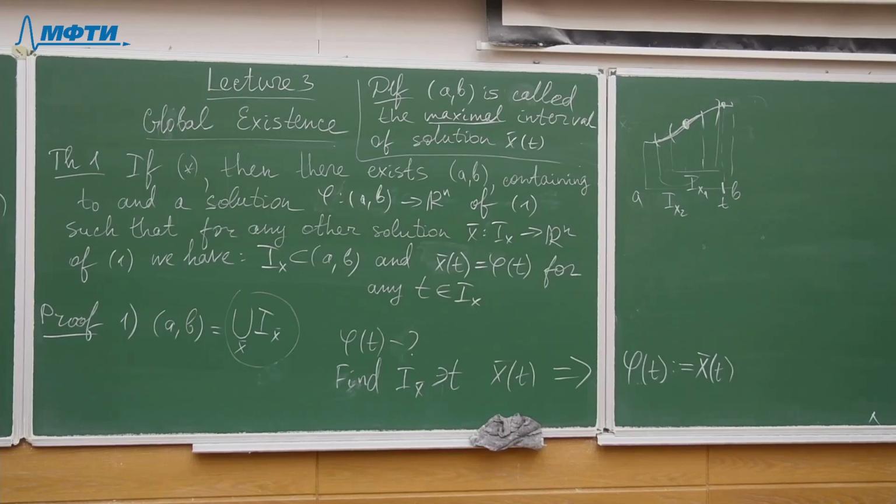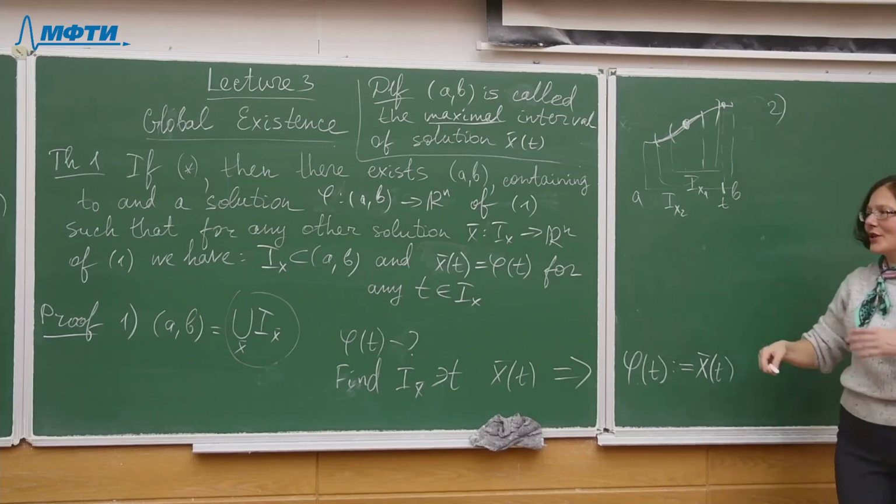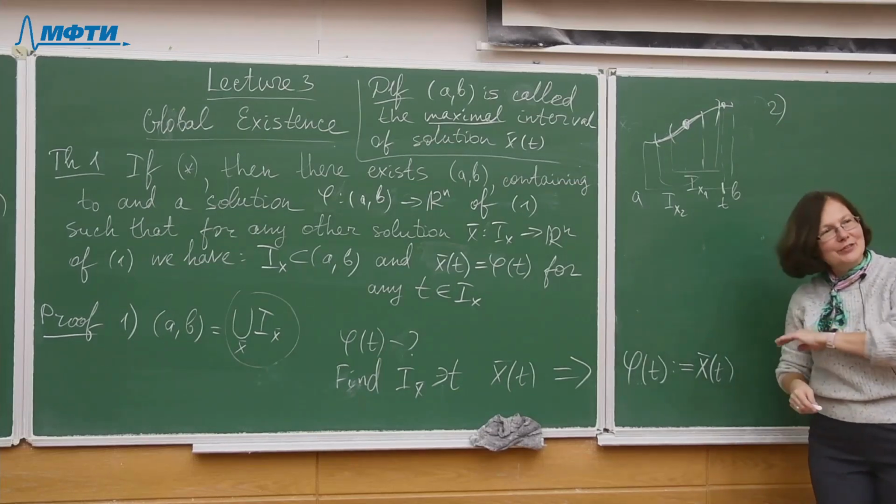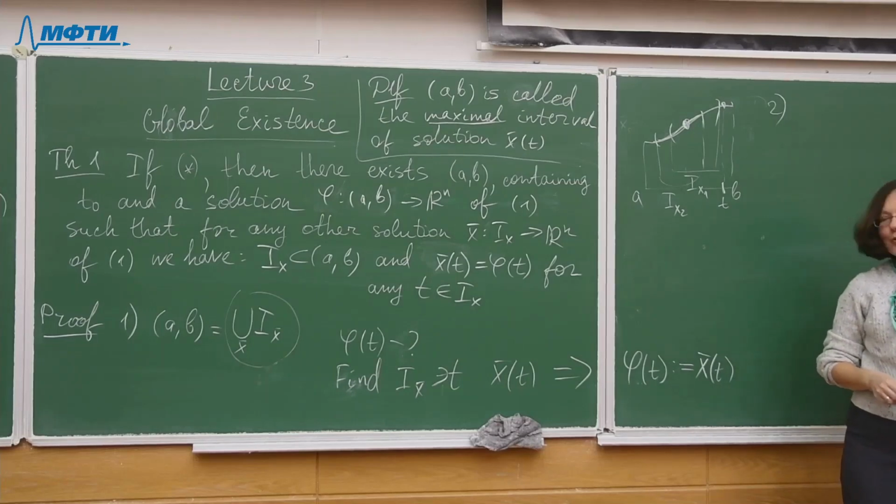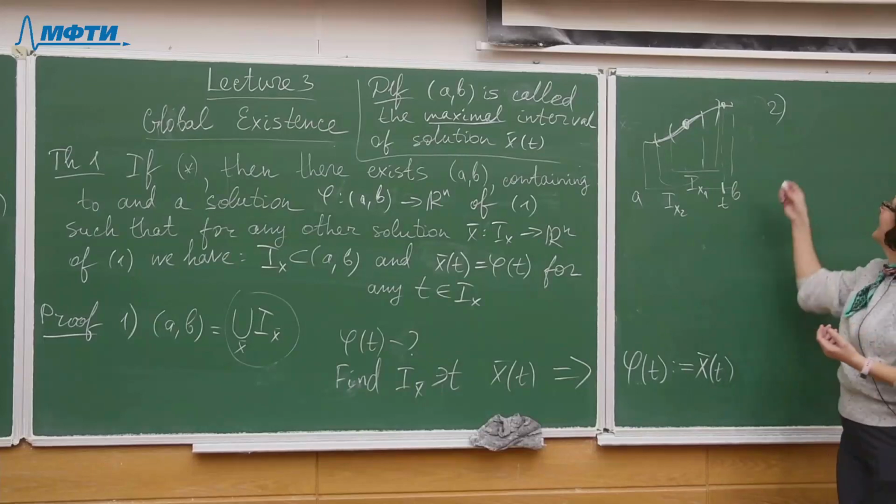What shall we do next? Is it true that this completes the proof? Is it true that the theorem is proved? No, why? So what's the problem? We have defined phi, but we should prove that phi of t is well defined.